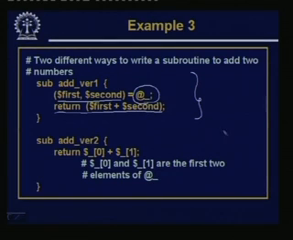Okay. This is the second version. The second version does not access the elements from the array @_ by copying, but it directly accesses them as $_[0] and $_[1] and adds them up. So, basically $_[0] and $_[1] are the first two elements of @_. So, in these ways you can access the individual elements.